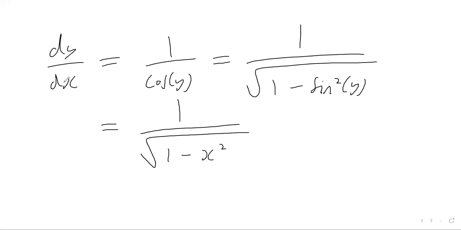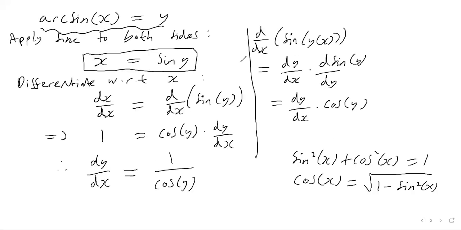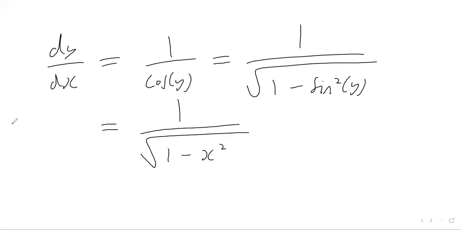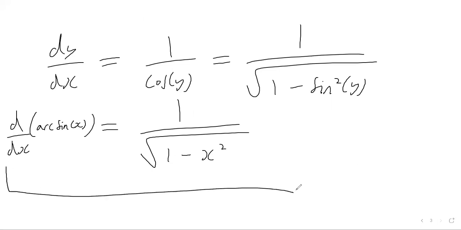And so therefore dy by dx, and again we know that y is arcsine of x, so we conclude that d by dx of arcsine of x is 1 over the square root of 1 minus x squared. And that's the final answer.